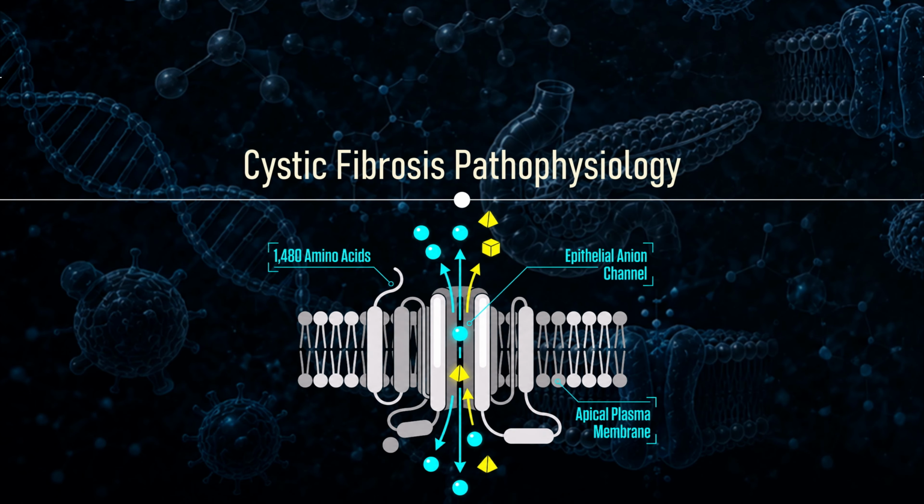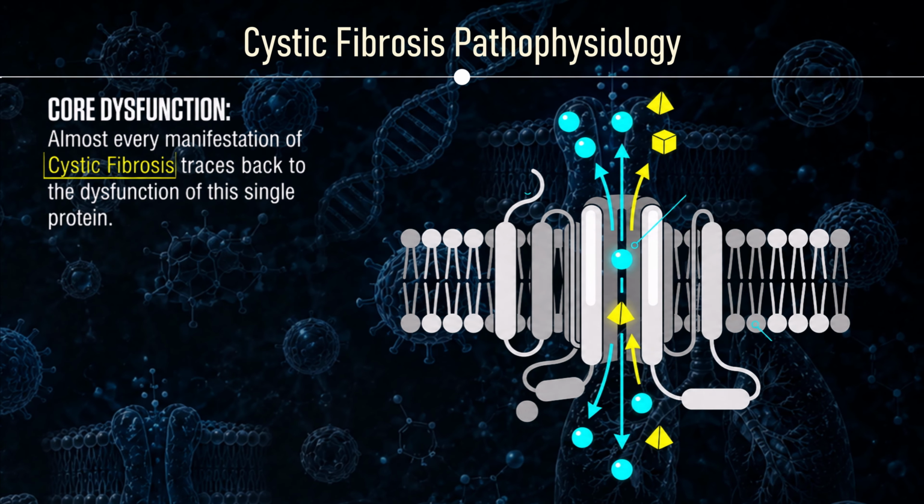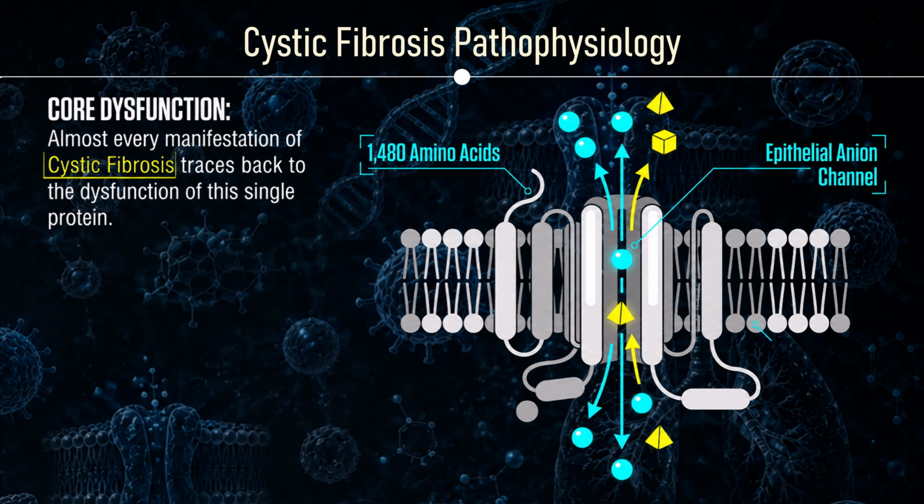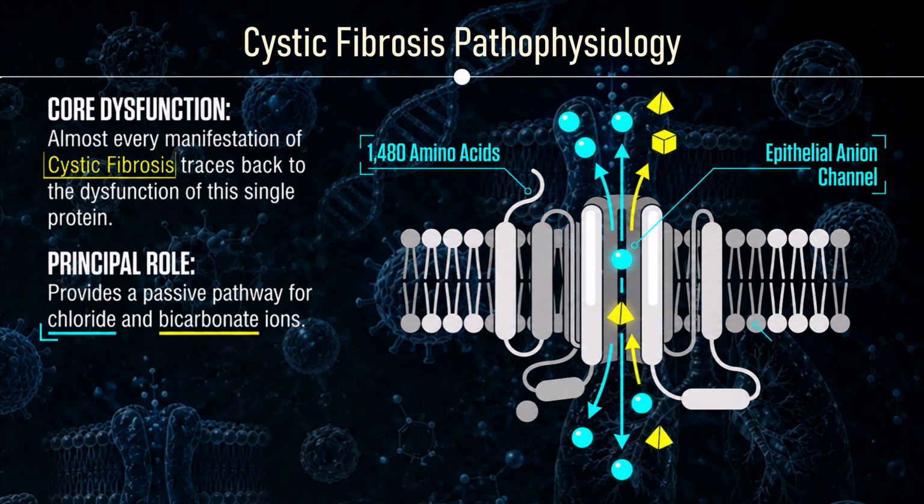Almost every manifestation of the disease can be traced back to dysfunction of a single protein known as the Cystic Fibrosis Transmembrane Conductance Regulator, or CFTR. CFTR is an integral membrane protein composed of approximately 1,480 amino acids and functions as an epithelial anion channel. Its principal role is to provide a passive pathway for the movement of chloride and bicarbonate ions across the apical plasma membrane of epithelial cells.